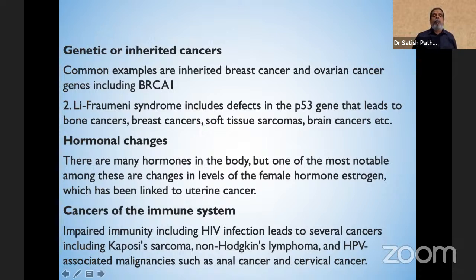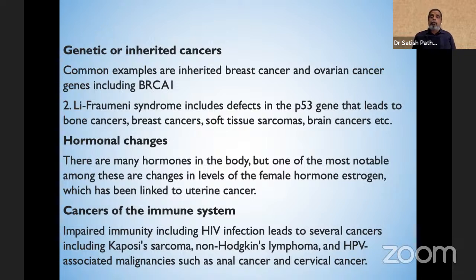Then there is the P53 gene that leads to bone cancer, breast cancer, soft tissue sarcomas, and brain cancer. Then hormonal changes. There are many hormones in the body, but one of the most notable among these is changes in levels of the female hormone estrogen, which has been linked to uterine cancer.